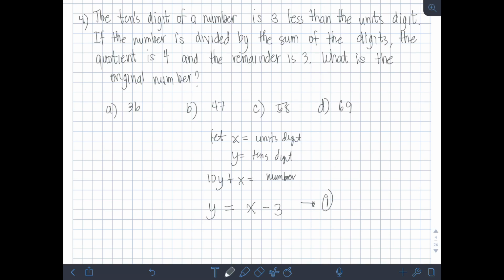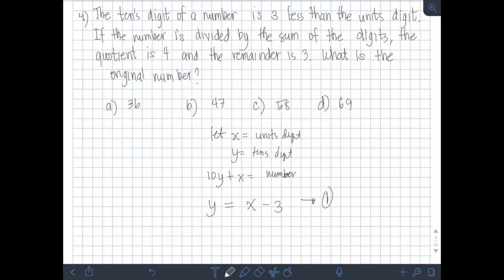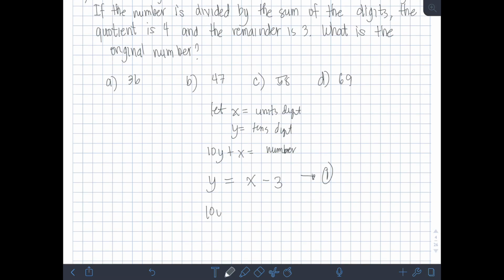Equation 1. Next, sentence 2, we have if the number is divided by the sum of the digits. So if the number, so 10y plus x, is divided by the sum of the digits, the quotient is equal daw sa 4 and the remainder is 3. So 4 plus 3 over itong denominator, x plus y. So, di ba ganun tayo magsulat ng answer sa division kapag may remainder. Yung remainder over doon sa denominator or doon sa divisor.